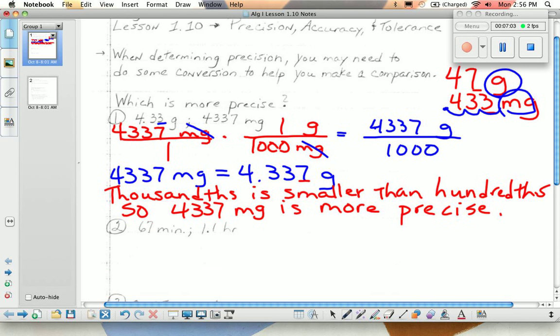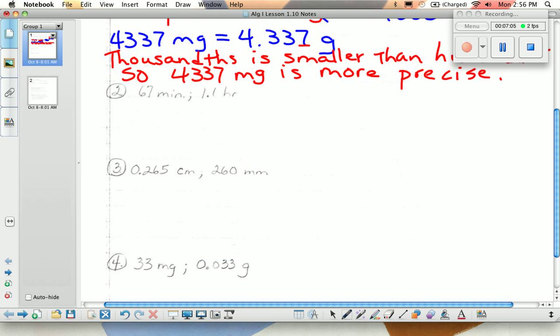Okay? Well, the next one's kind of tricky. 67 minutes and 1 1/10 hour. Anybody think they know which one's more precisely measured? What do you think, Ricky? 67 minutes. Okay, why 67 minutes? That's smaller than hours. Okay. Minutes are smaller than hours?